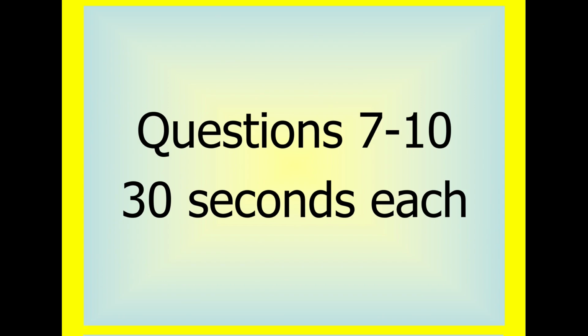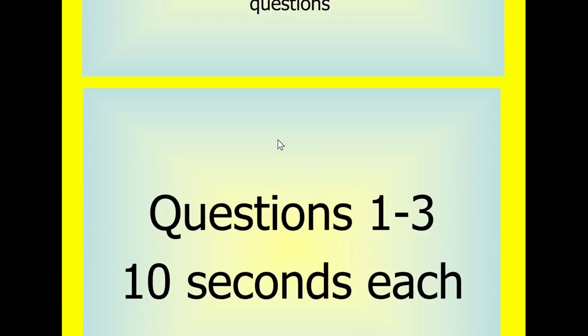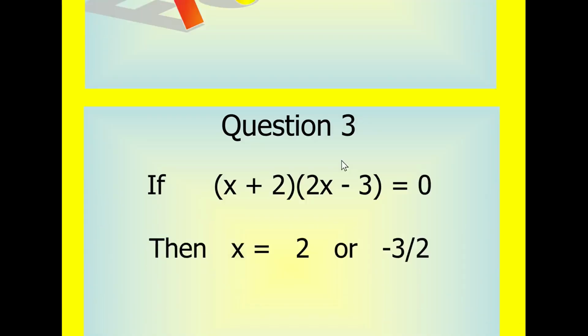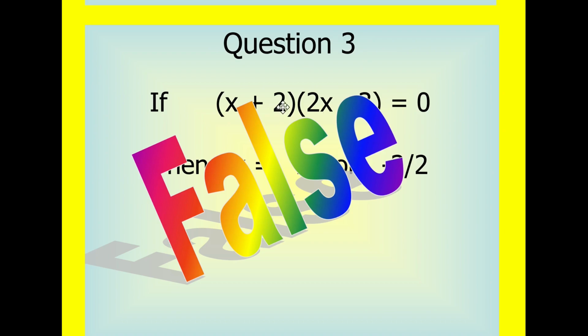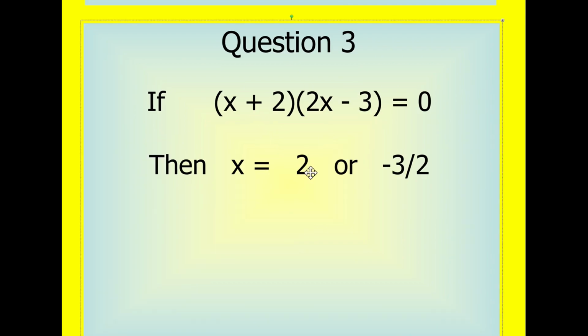Question 3. This is false. We get x plus 2 equals 0, or 2x minus 3 equals 0, and we're going to get x equals minus 2, or positive 3 over 2. You basically need to make sure you're taking the negative. False.